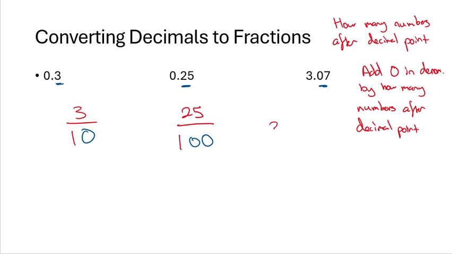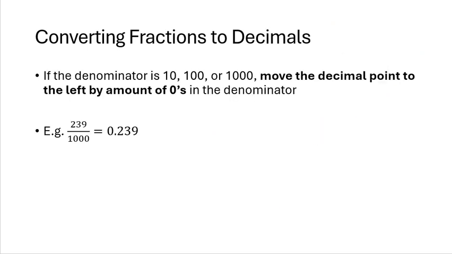And then finally, for this one here, I've got 3.07. I technically have 2 numbers after the decimal point, so I'm going to put in 2 zeros afterwards. You can write it like this, or you can write it as 307 over 100. That's perfectly fine. So this is converting decimals to fractions. Very straightforward. Now we're going to learn how to do the opposite, converting fractions to decimals.